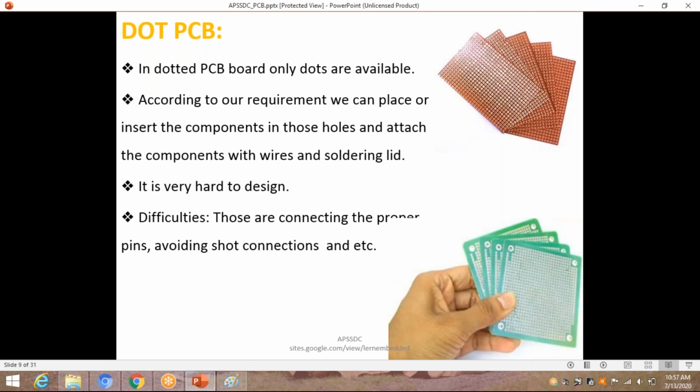Okay, this is some information about the dotted PCBs. As you have already said, only dots are available. According to our requirement, we can place or insert the components in the holes and attach the components with wires and soldering lead. It is very hard to design. Difficulties: connecting the proper pins, avoiding short connections, and so on.